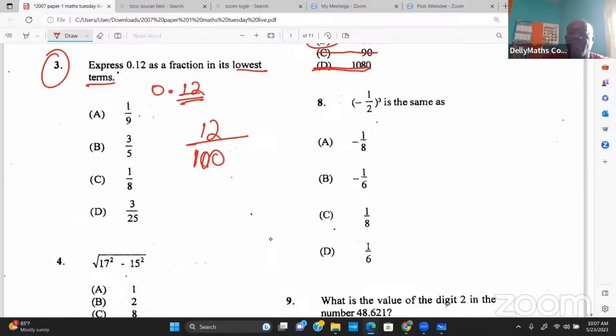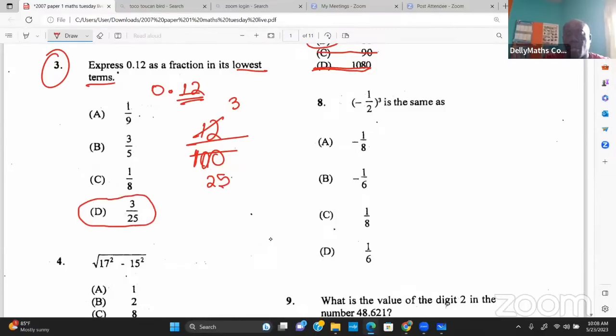Now, this is not there because they want this in its lowest. You can take your time. Let us say we want to use 4. 4 into the 12 goes 3 times, and 4 into 100 is actually 25. So I'm looking at 3 over 25.